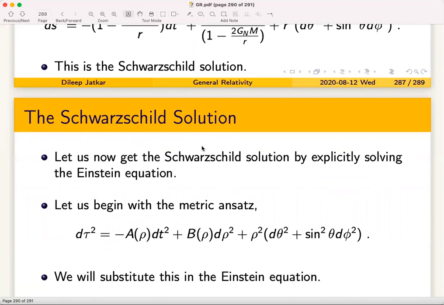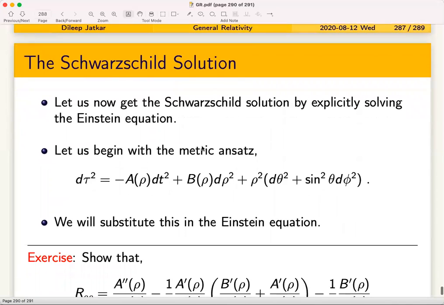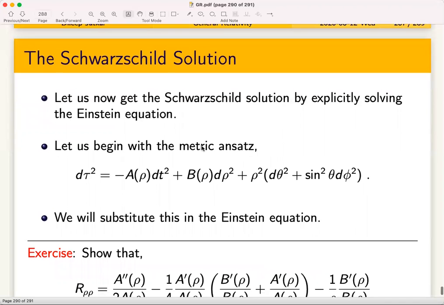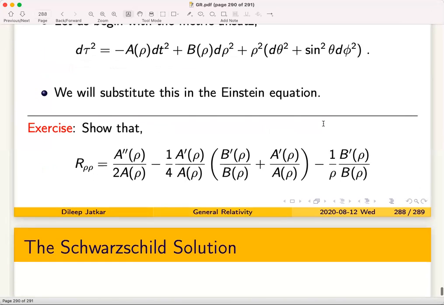Fine. So to prepare the ground for obtaining a rigorous solution, let's look at this problem from the R alpha beta equals 0 point of view, and I'll leave you with this exercise that you could do explicitly by substituting the metric ansatz like this: g_tt is equal to A of rho, g_rho rho is equal to B of rho, g_theta theta equals rho squared, and g_phi phi is rho squared sin squared theta.